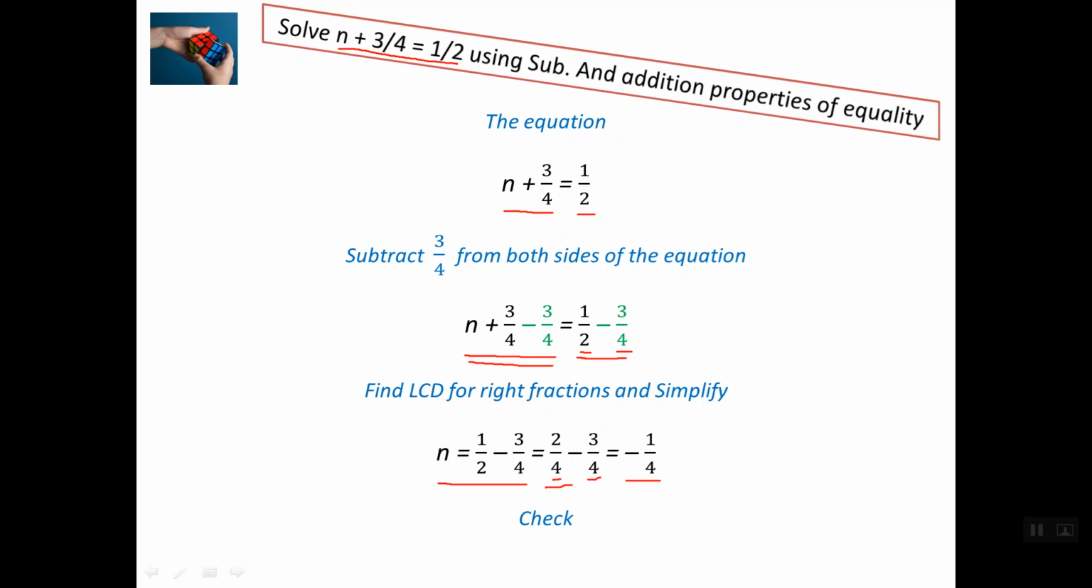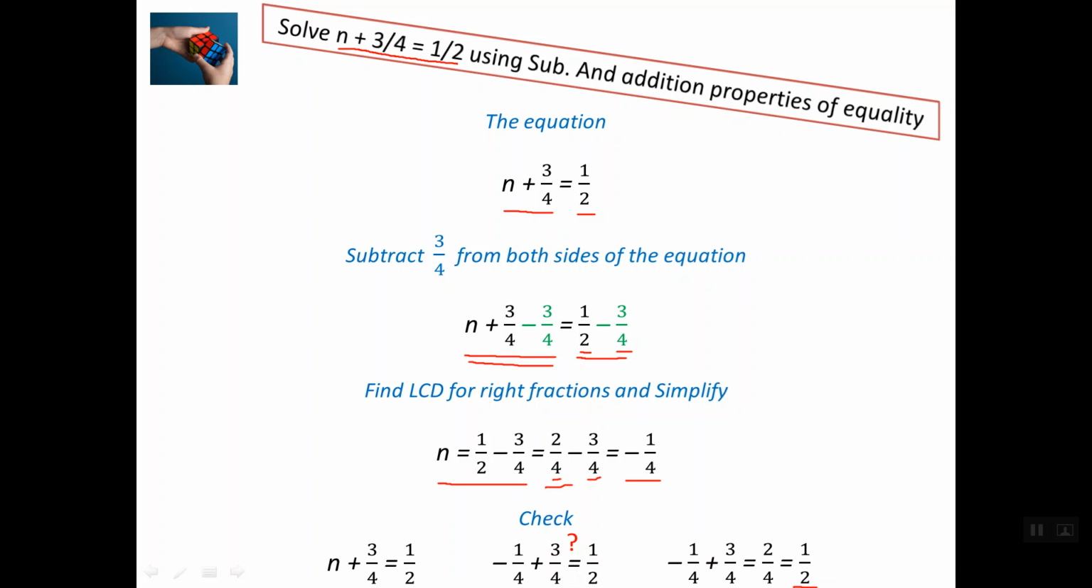Now we can check by substituting this value of n in the equation. The equation should remain balanced. So this is the equation, n plus 3/4 is equal to 1/2. So we substitute for n: minus 1/4 plus 3/4 is equal to 1/2. We need to verify this statement. So minus 1/4 plus 3/4 is simply 2/4, and 2/4 can be simplified to 1/2. So the equation remains balanced and it is true.